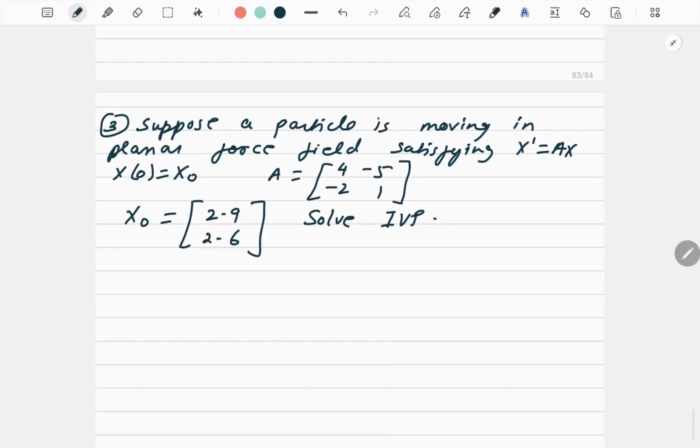Now look at the next question. Suppose a particle is moving in a planar force field satisfying x dash is equal to Ax, x0 is equal to x0, A is equal to this, x0 is this, solve the initial value problem.